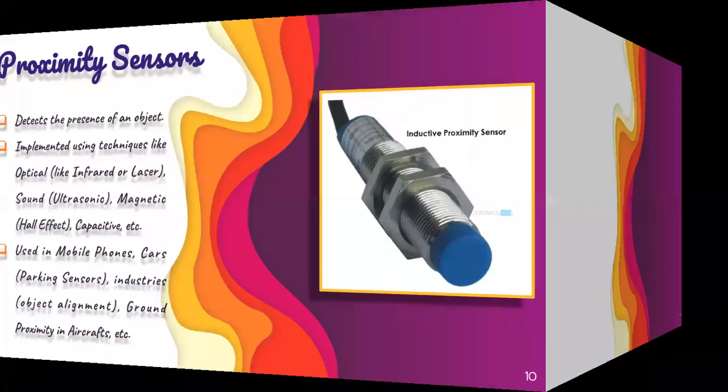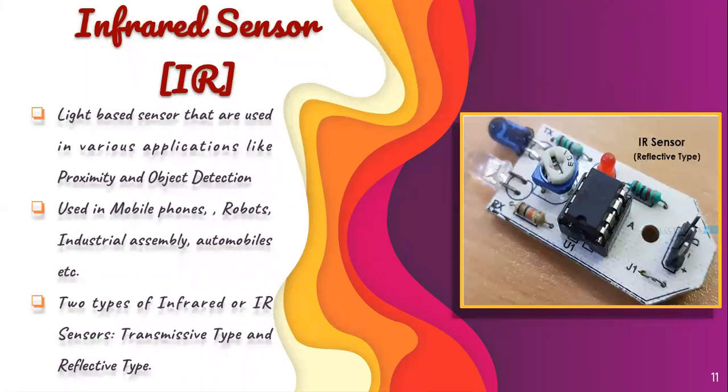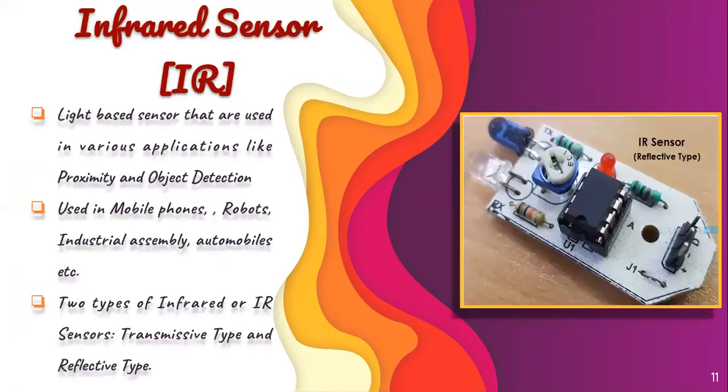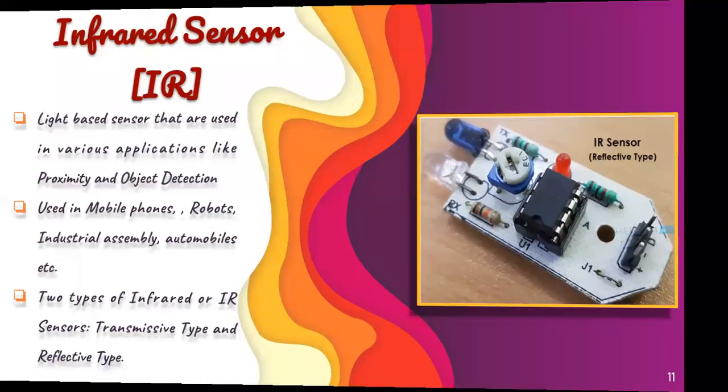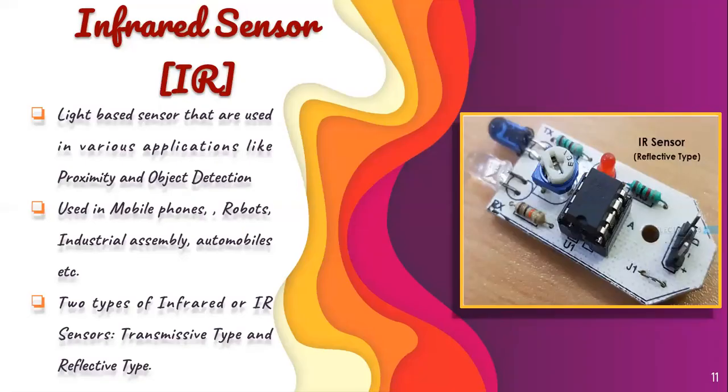The next one is infrared sensor. It is a light-based sensor that is used in various applications like proximity and object detection. It is widely used in mobile phones, robots, industrial assembly, automobiles, etc. There are two types of IR sensors. One is transmissive type and the other one is reflective type. And this picture is an example of IR reflective sensor. And the following sensors will be explained by Samyukta.